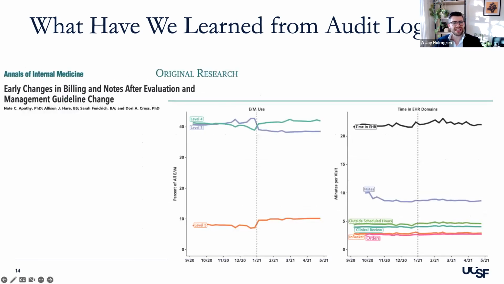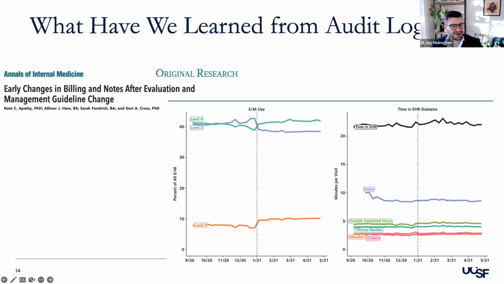We've also started using EHR audit log data to do big policy evaluation. This is a study that came out in Annals of Internal Medicine last year by Nate Apathy, who's at MedStar, and Dory Cross, who's at the University of Minnesota, where there was a big policy change at the beginning of 2021 that reduced the amount of documentation necessary to bill the higher level evaluation and management codes. The stated goal was to simplify documentation and alleviate some of the electronic health record documentation burden for physicians. Here we use national data from Epic to look at what really happened.